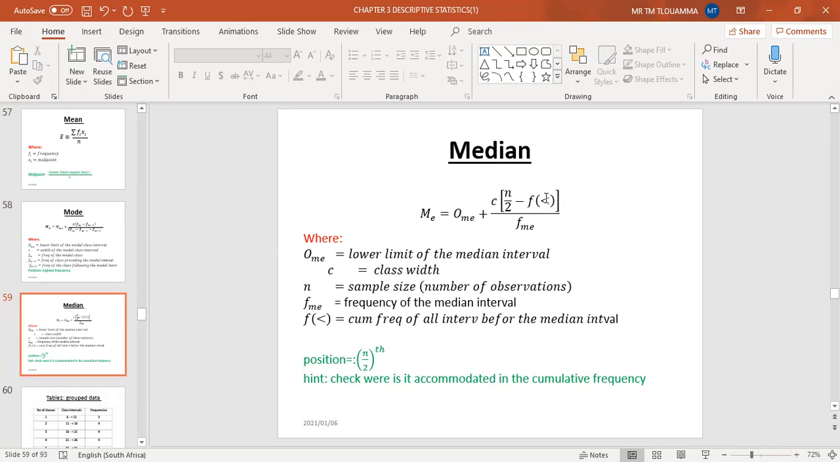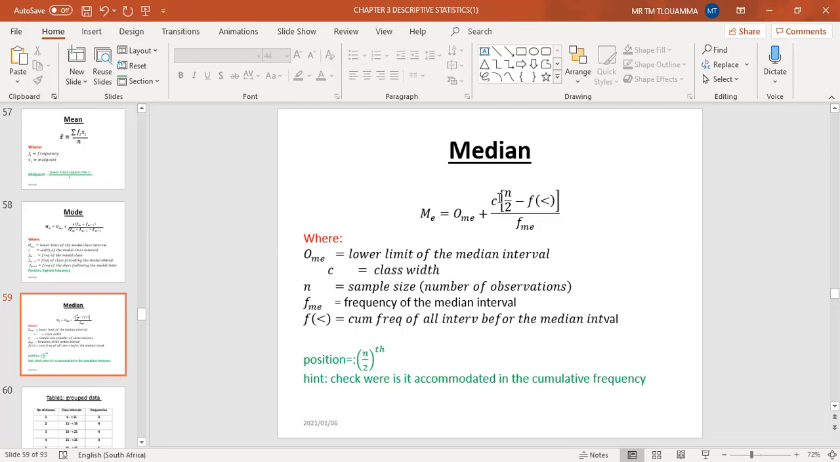greater than, this is the cumulative frequency. Cumulative frequency before divided by Fme. Fme is the frequency of the median class. So if we explain the whole formula, we're having the Ome. Ome is the lower limit of the median class. Is the lower limit of the median interval. Okay? Lower limit of the median interval.